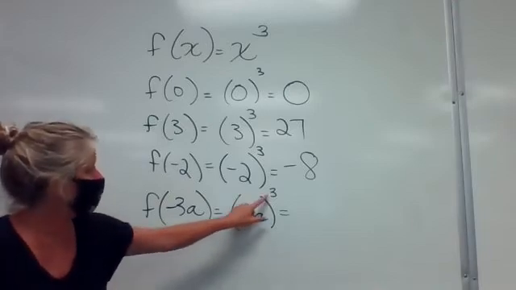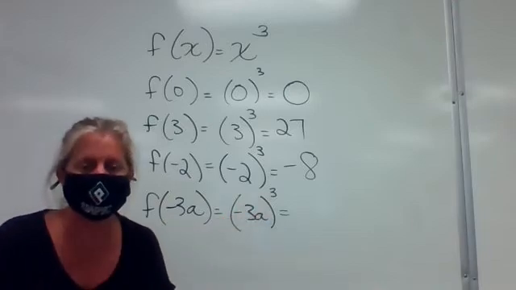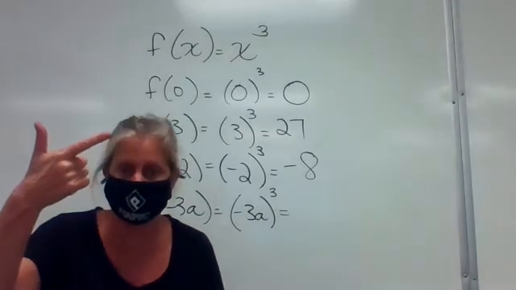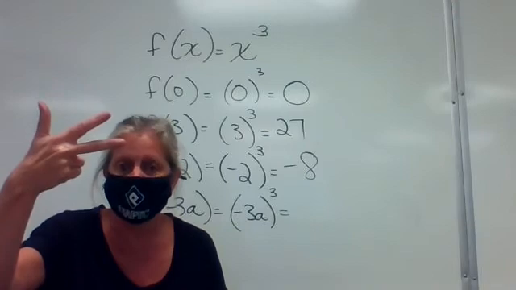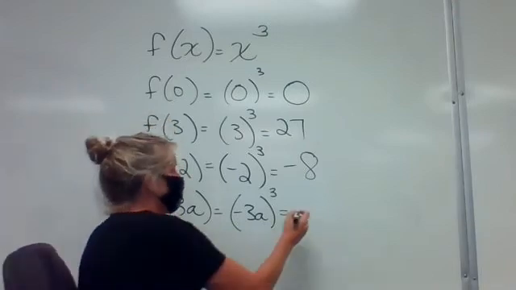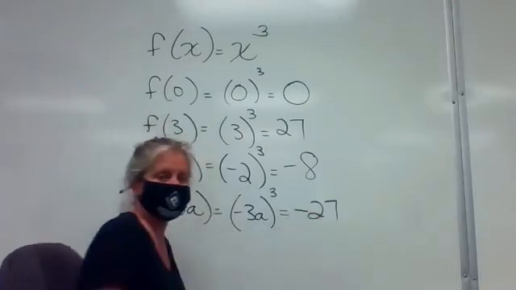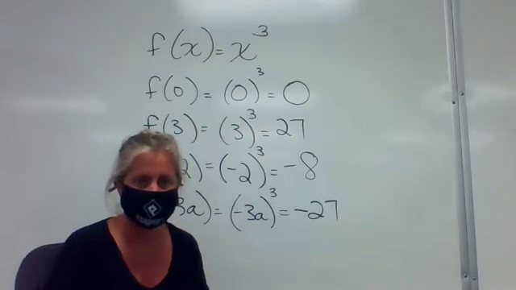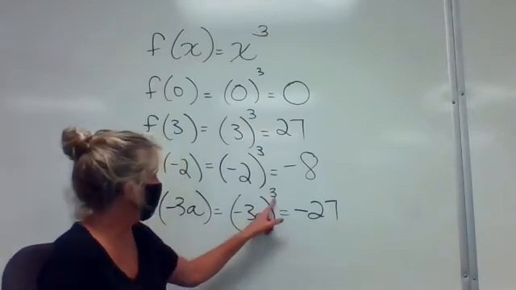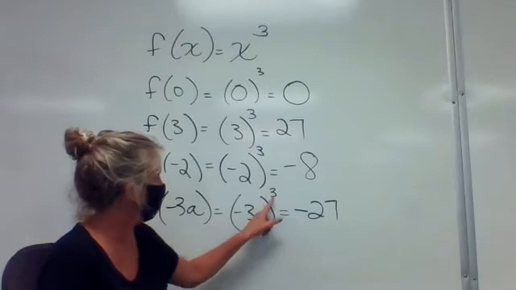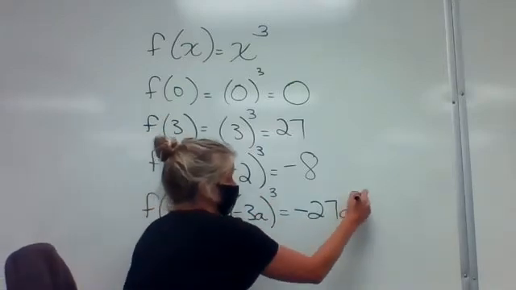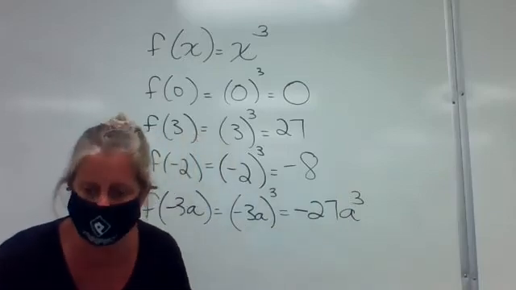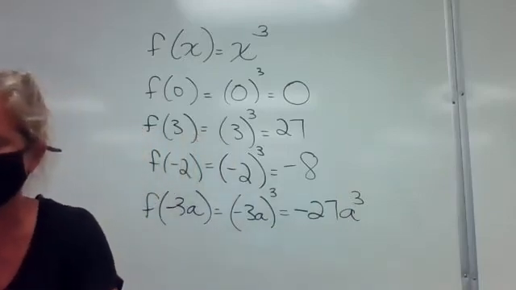So what does -3 to the 3rd power mean? It means -3 times -3, which is +9, times -3 again, which would be -27. So I've taken care of the -3. I've raised it to the 3rd power. Now I need to raise this a to the 3rd. Well, a to the 3rd is just that, a to the 3rd. So -27, a to the 3rd.